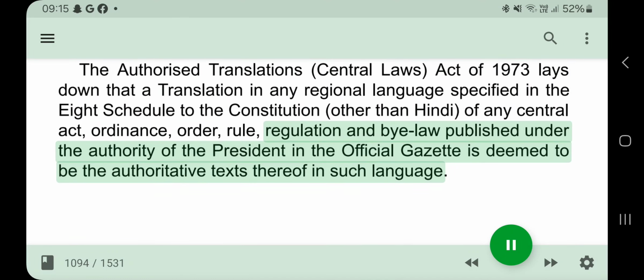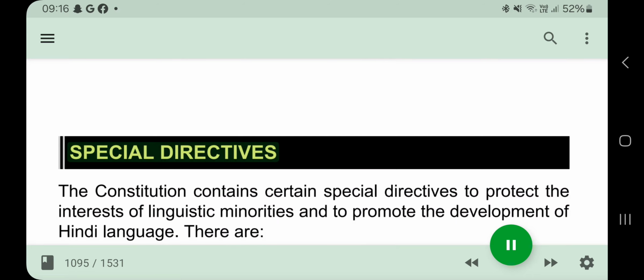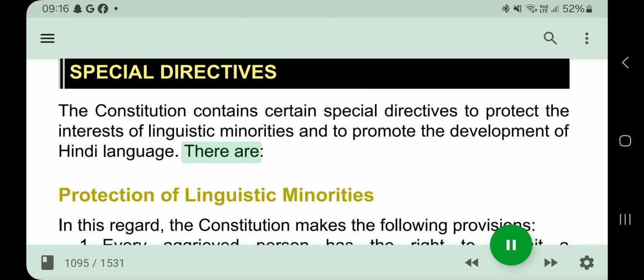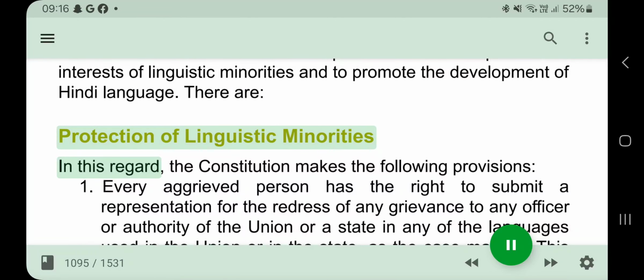The Authorized Translations (Central Laws) Act of 1973 lays down that a translation in any regional language specified in the 8th Schedule to the Constitution, other than Hindi, of any central act, ordinance, order, rule, regulation and by-law published under the authority of the President in the Official Gazette is deemed to be the authoritative text thereof in such language. Special Directives. The Constitution contains certain special directives to protect the interests of linguistic minorities and to promote the development of Hindi language. There is protection of linguistic minorities.